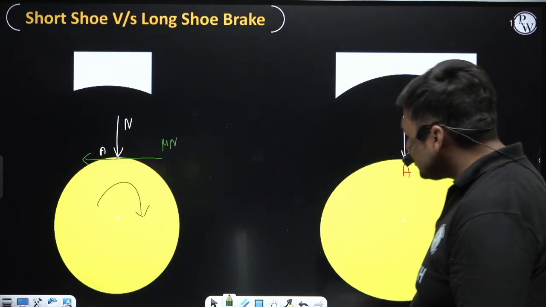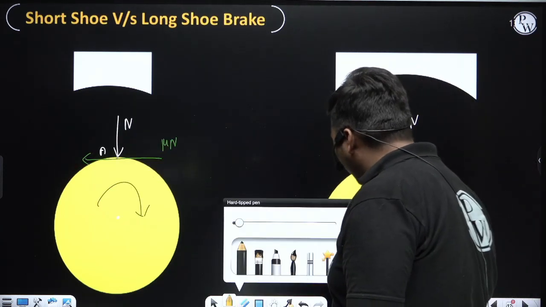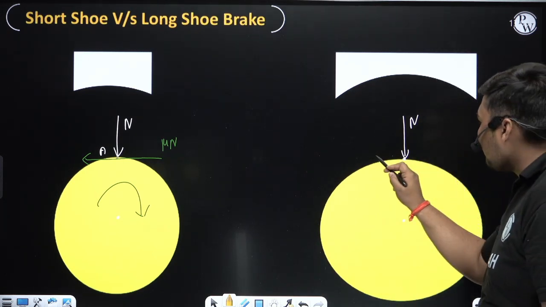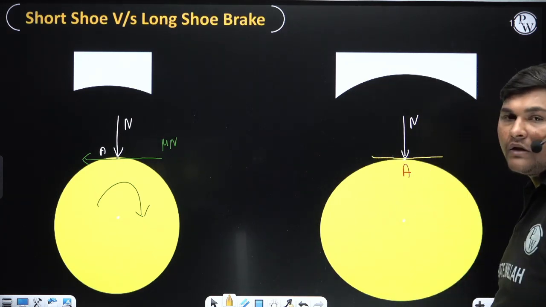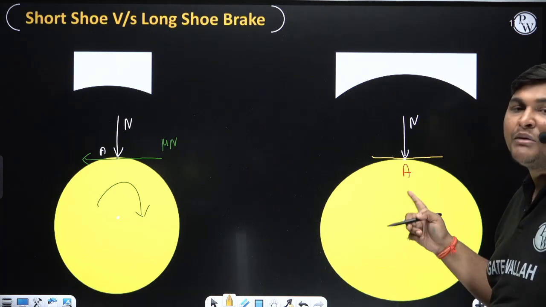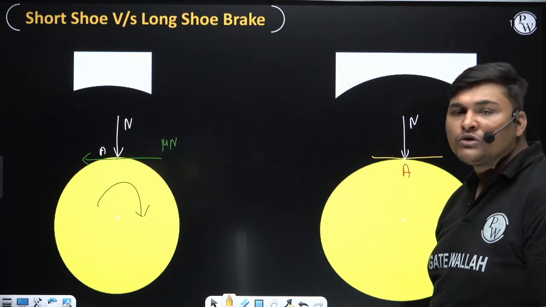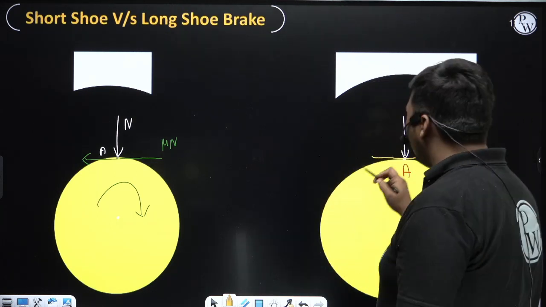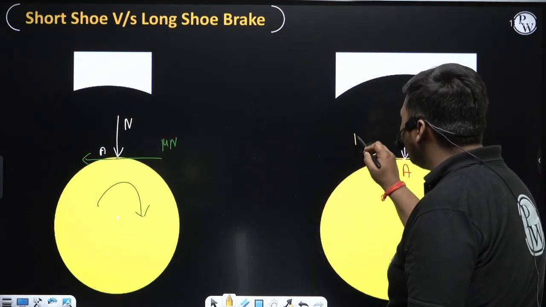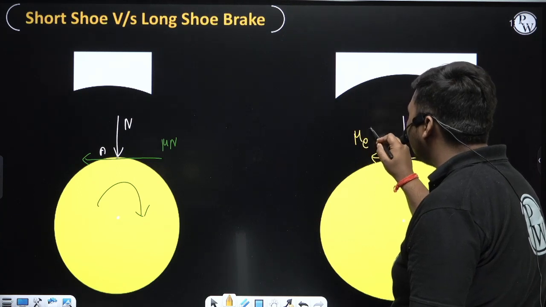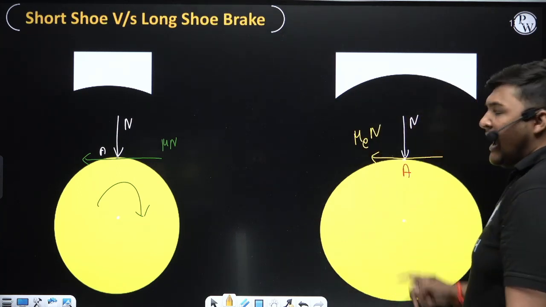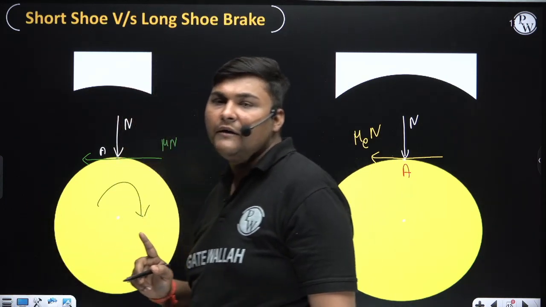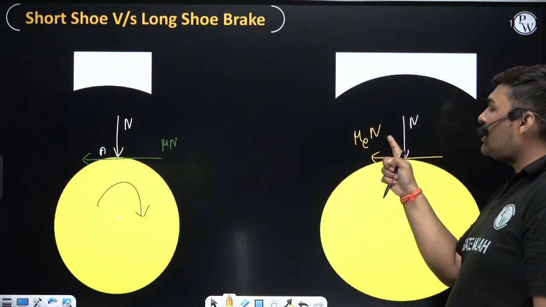So for long shoe brake, while calculating friction force, friction force will be perpendicular to N. It is 100% sure. If it is short shoe brake, friction force will be mu into N. But for long shoe brake, instead of using the actual coefficient of friction, that is mu, we will replace it with the equivalent coefficient of friction, that is mu e. And I will write the formula of equivalent coefficient of friction for long shoe brake. Friction force will be mu equivalent into N.